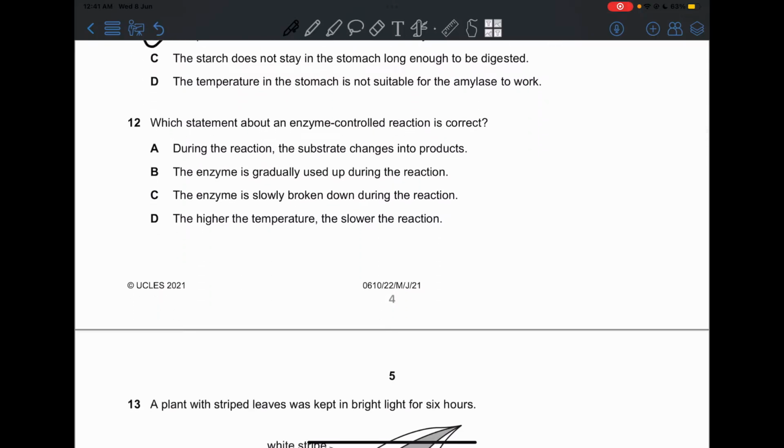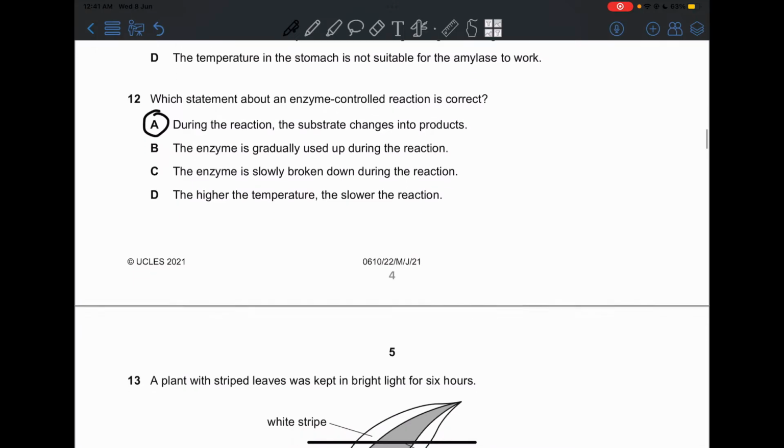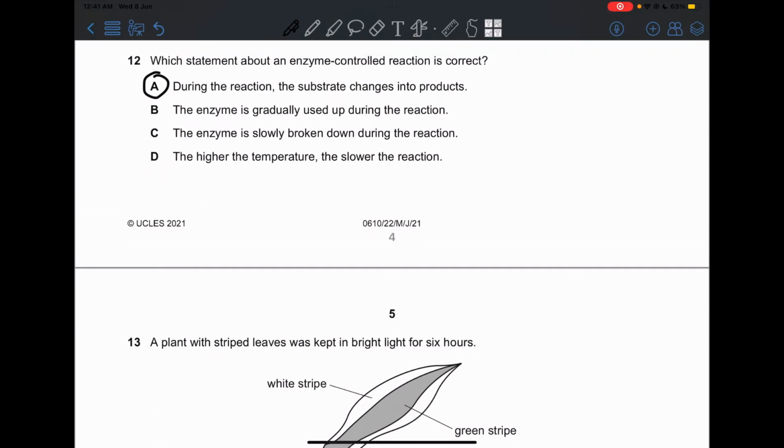Number 12, which statement about an enzyme-controlled reaction is correct? Option A says, during the reaction, the substrate changes into product. Now, this is correct because we know that the substrate actually changes into products by the enzyme, and the substrate has to have a very complementary fit with the active site of the enzyme. So this is going to be the correct option. Now, option B won't work because they're saying the enzyme is gradually used up. We know that enzymes aren't used up, so this won't work.